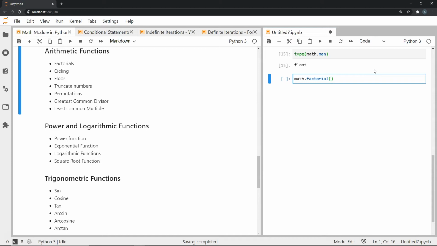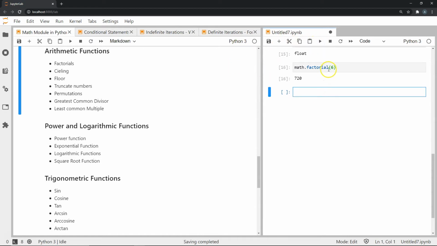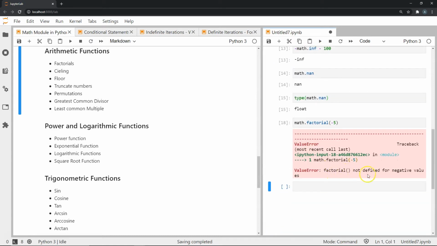So let's look at an example. Let's say we pass math.factorial for 6, and let's see what the value is. This is exactly what we expect. We expect the value of 6 times 5 times 4 times 3 times 2, which is 720. Let's see what happens when we pass 0. This should give us 1, since we know 0 factorial is 1. Now let's see an error case where we pass, say, minus 5. As you can see, this will throw us an error because factorials are not defined for negative numbers.